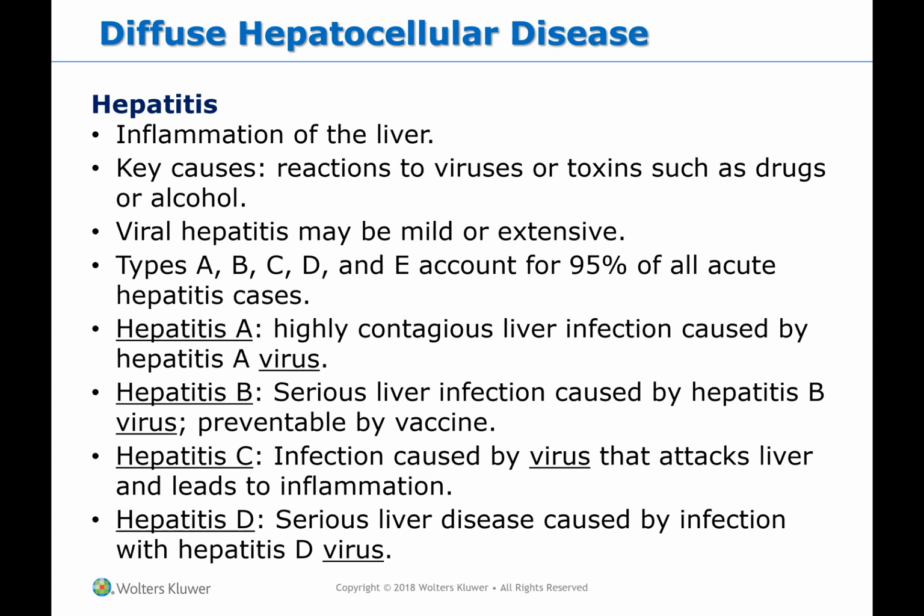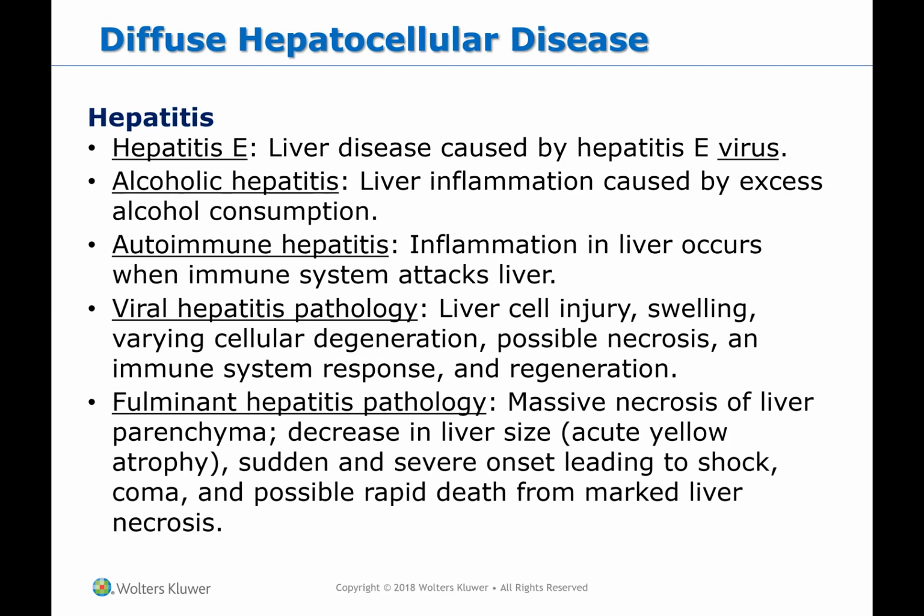Hepatitis A is a highly contagious liver infection caused by the hepatitis A virus. Hepatitis B is a severe liver infection caused by the hepatitis B virus, but it can be preventable by vaccine. Hepatitis C is an infection caused by a virus that attacks the liver and leads to inflammation. And hepatitis D is a serious liver disease caused by infection with the hepatitis D virus. Hepatitis E is caused by the hepatitis E virus.